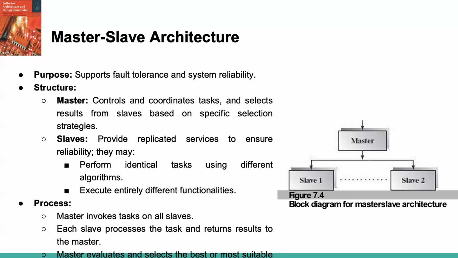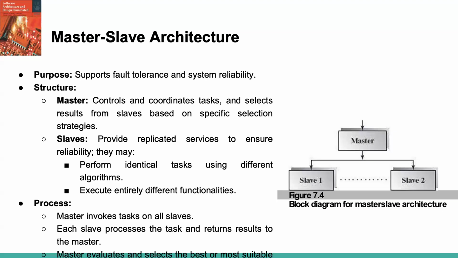Slaves. The slave modules provide replicated services to enhance reliability. They may perform identical tasks using different algorithms to verify consistency, or different functionalities altogether to cover various aspects of the task. Here's how the process works. Master invokes tasks. The master initiates tasks by sending them to all slave modules. Slaves process and respond. Each slave processes the task independently and returns a result. Master evaluates responses. The master then evaluates all responses and selects the most suitable result, ensuring the best outcome based on the system's reliability needs.